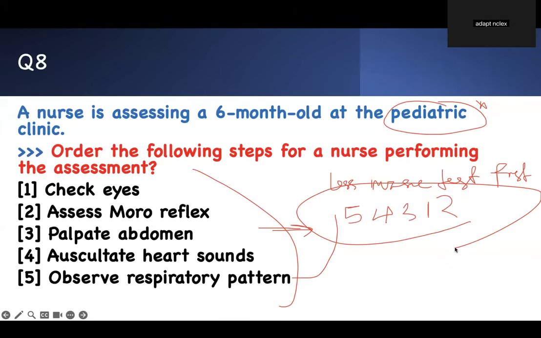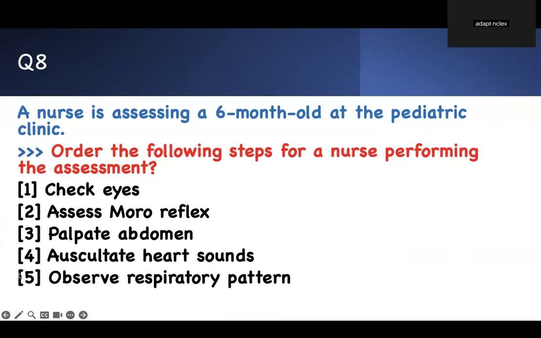So observe, listen, and then palpate, then check the eyes, and then I do the Moro. So 5, 4, 3, 1, 2. This is the way you should examine this patient. The last thing you should do is the Moro, and the first thing is to observe. Okay? So that's what this question is asking you.